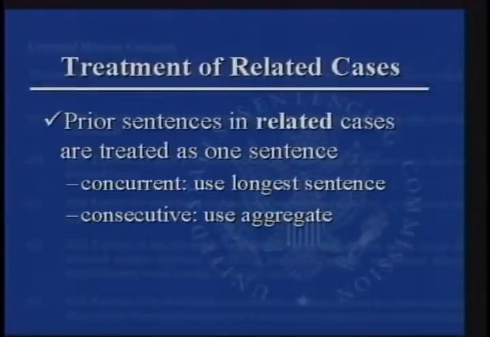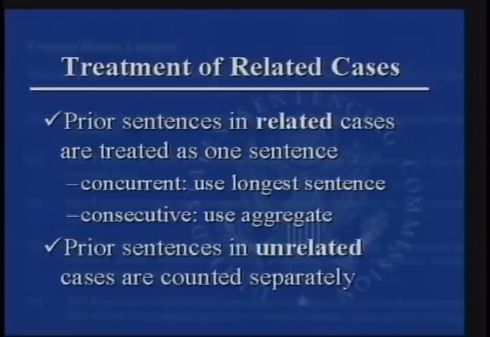We state that prior sentences in related cases are always treated as one sentence. Now, where you have a situation where concurrent sentences were imposed, when we assess the number of criminal history points, we look at the sentence that resulted in the longest sentence. When we have consecutive sentences that were imposed on prior convictions, we're using an aggregate to determine the maximum number of criminal history points. Now, that's for cases where you have related cases. But in unrelated cases, prior sentences are always counted separately.